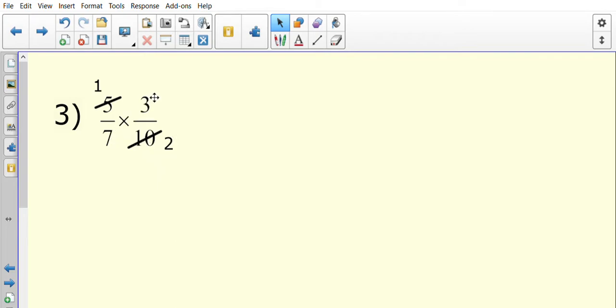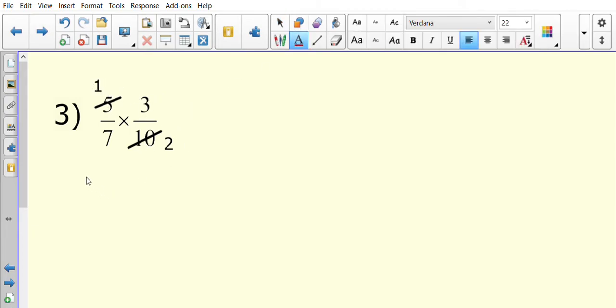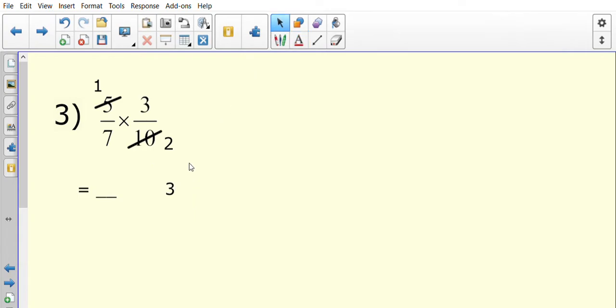Double check, can you simplify the other way diagonally? 3 and 7, they are not divisible by any common factor. So therefore, that's us. So now we can go ahead and multiply these fractions together. So multiplying the numerators together, you'll get 1 times 3, which is 3. And on the bottom, so the denominators, 7 times 2 is 14.